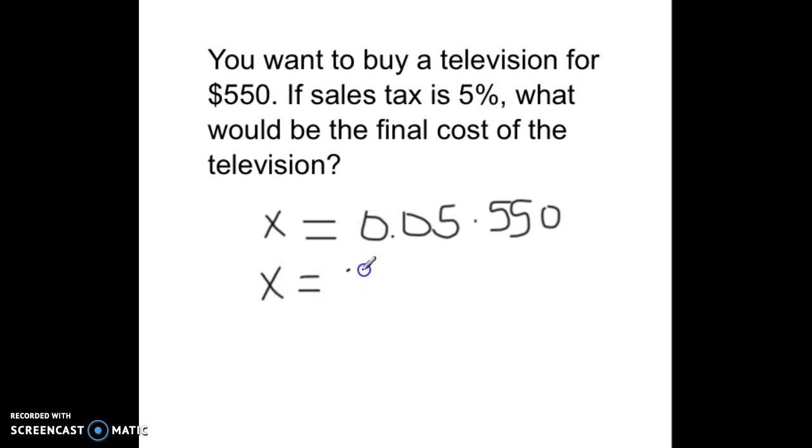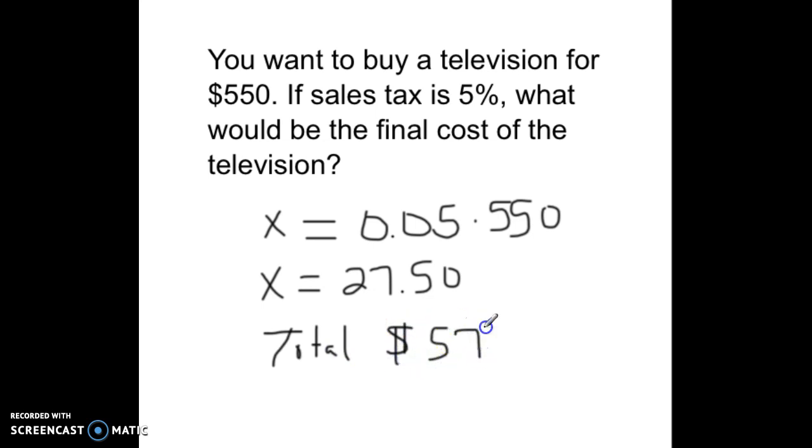What is this $27.50? And by the way, it comes out 27.5 if you use a calculator, so make sure you add a 0. What is this amount? This amount is the tax. So it asks for the final cost, so I have to add the tax to the price, and I get $577.50. So our total will be $577.50.